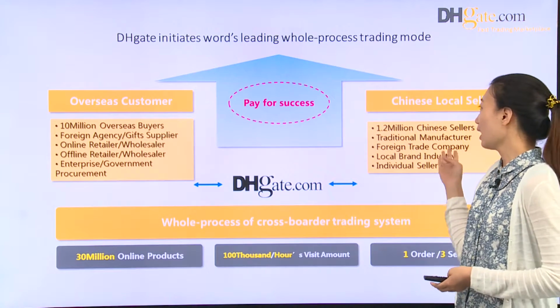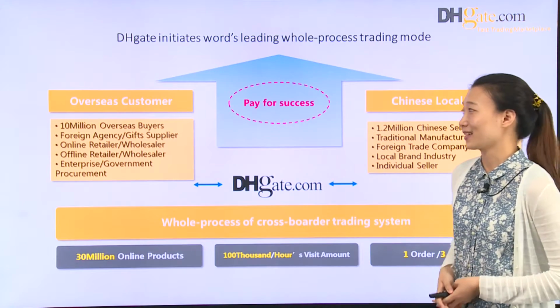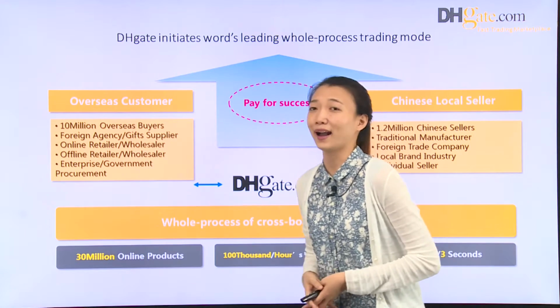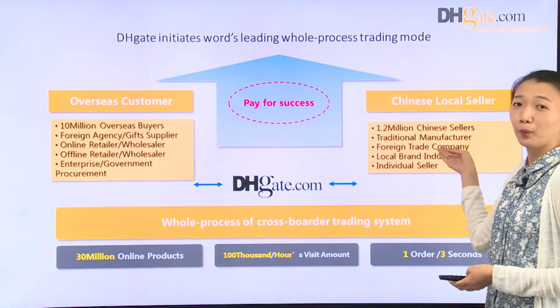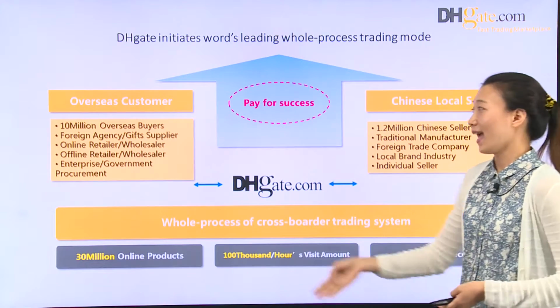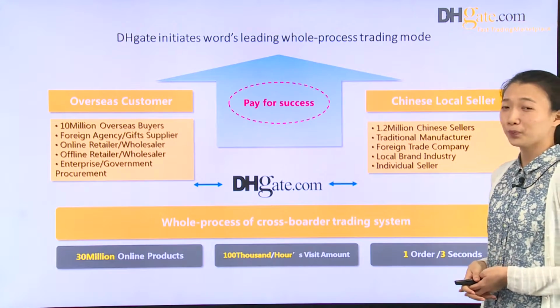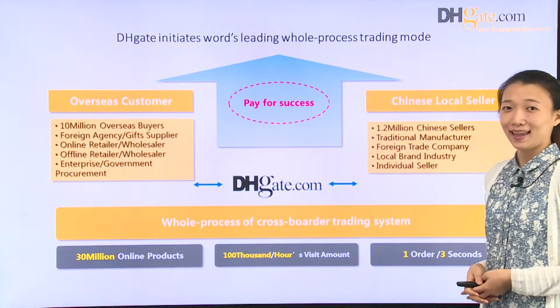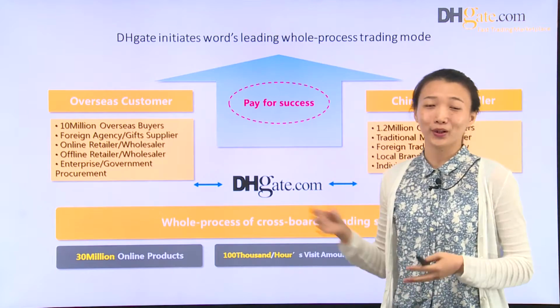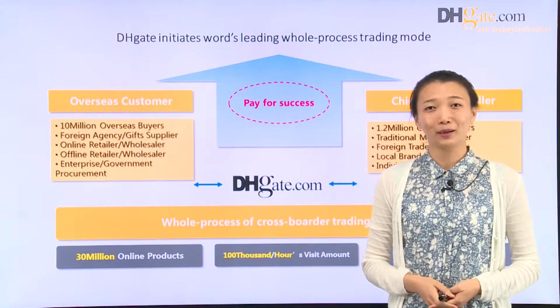So with these 1.2 million Chinese sellers and 10 million overseas buyers, it is these 1.2 million Chinese sellers and 10 million overseas buyers that make our platform one order per 3 seconds. And this is the whole process of the business operating mode.